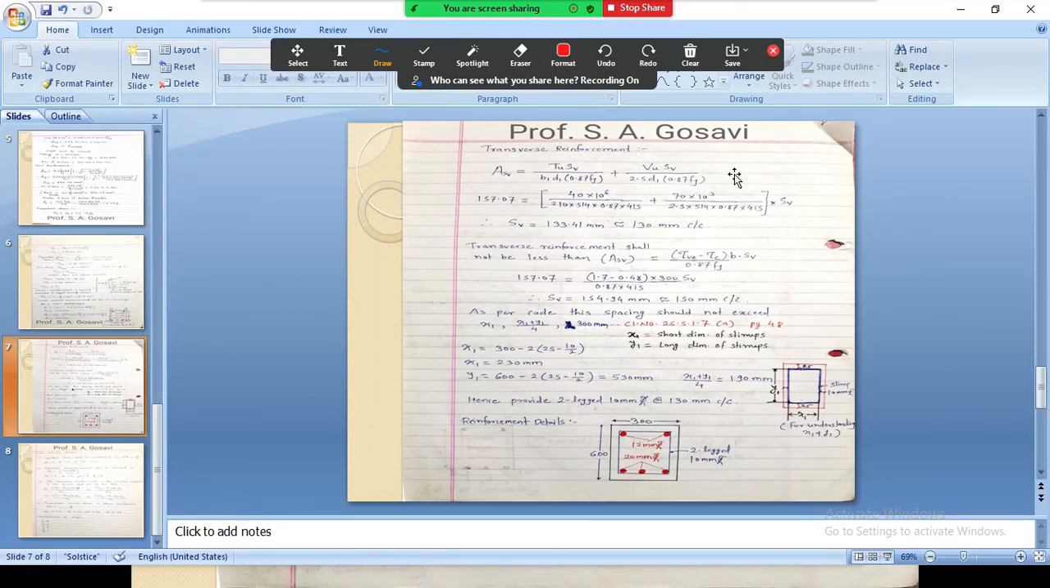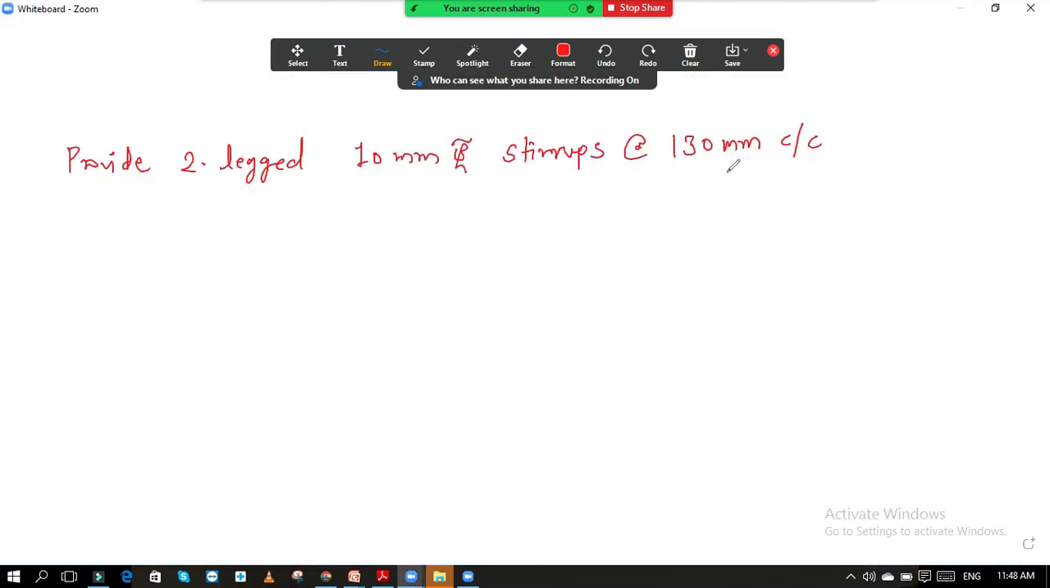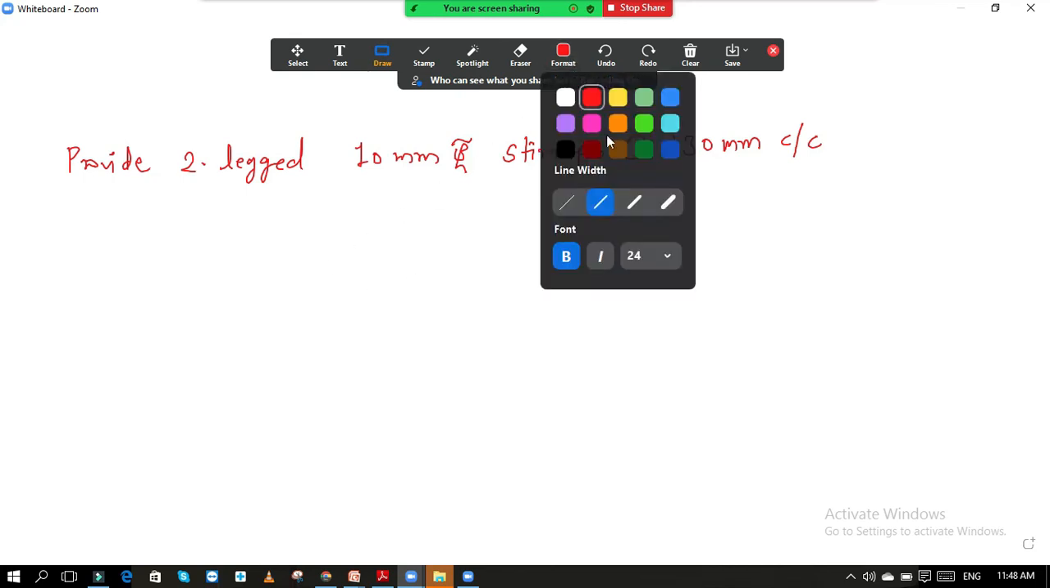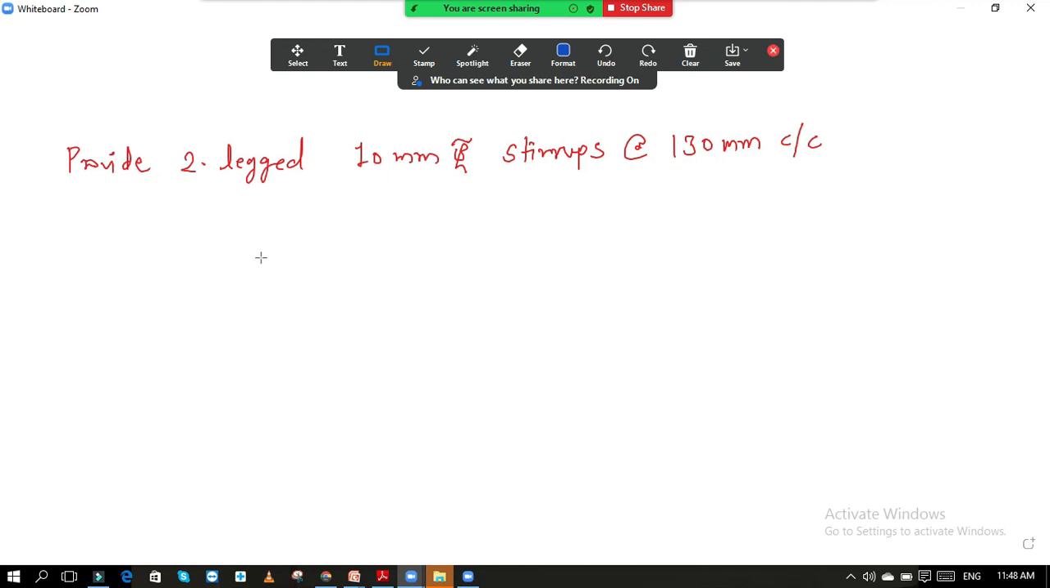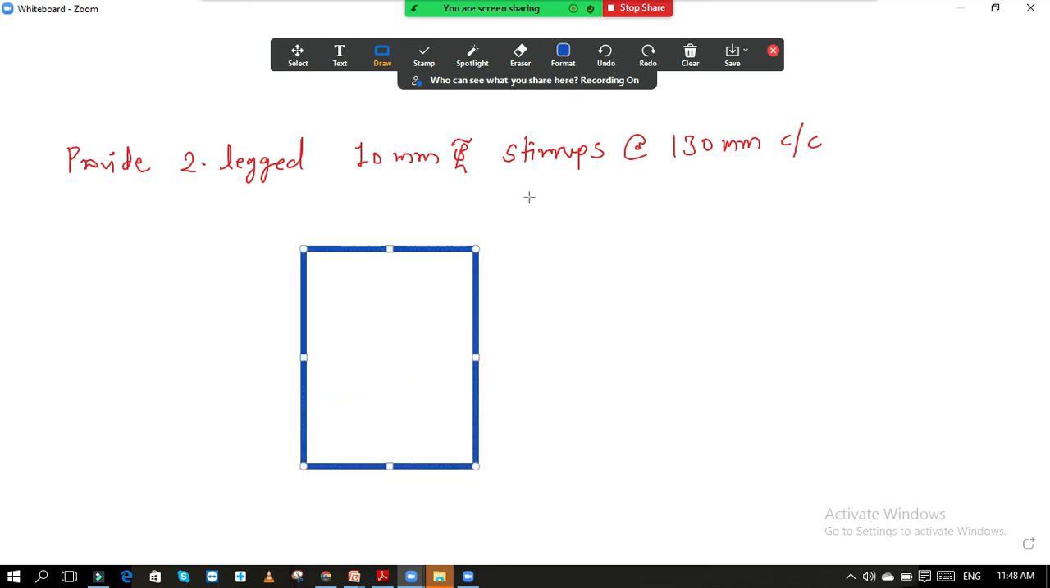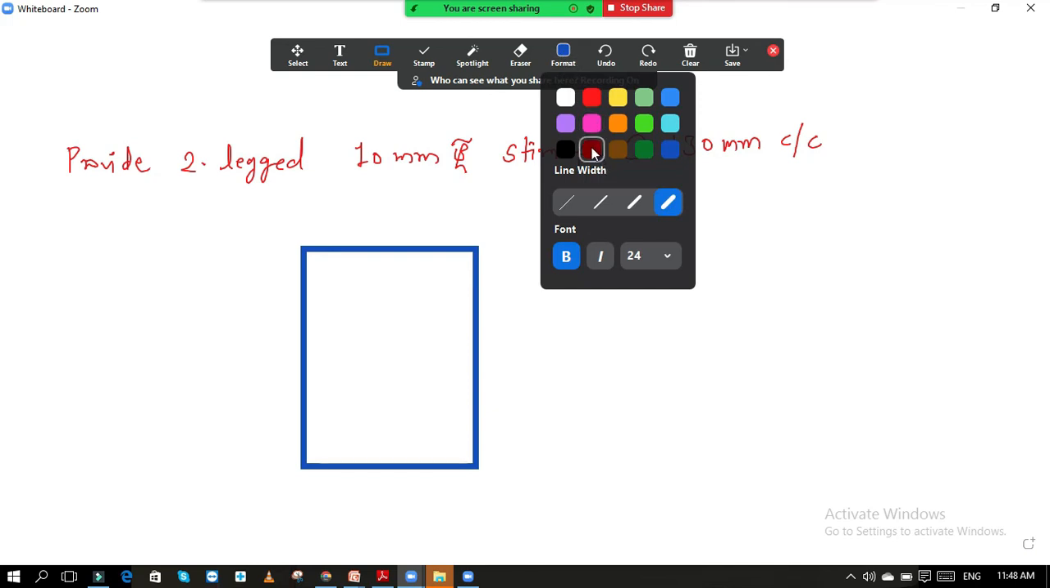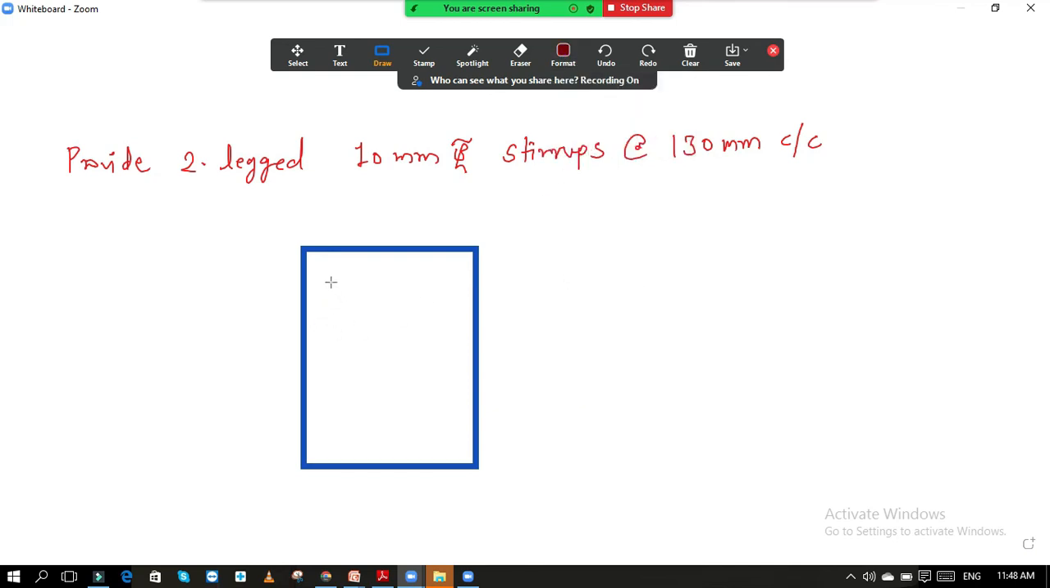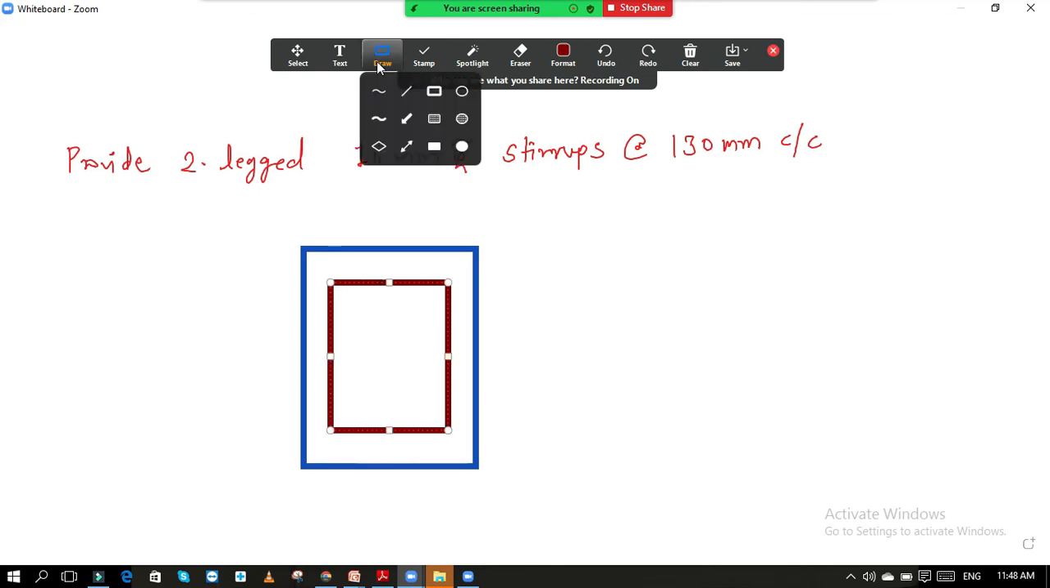Okay, so after that we are going to draw the reinforcement details. To draw the reinforcement details, we will draw it on the cross section. So first we will draw the beam, the cross section of the beam. So this is our cross section of the beam. In this, draw the stirrups inside this. So this is the stirrups, by keeping the clear cover of 25 mm from each side.